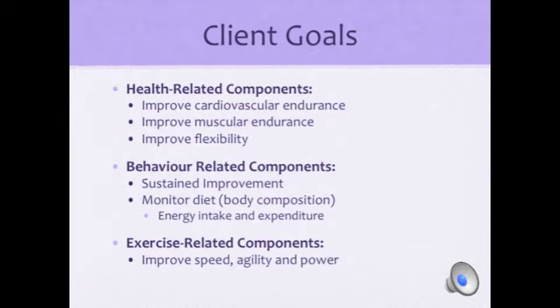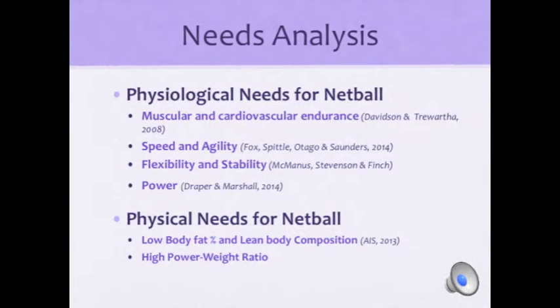Following interpretation of the client's goals, a needs analysis is required for the specific sport, netball, which the client is partaking in. To succeed in netball, a player must exhibit numerous physiological and physical characteristics. Muscular and cardiovascular endurance are important for ensuring a player can recover quickly between plays and limits fatigue throughout the game. High levels of speed and agility are important for moving around the court in short bursts and in all directions. Flexibility and stability play a role in injury prevention due to the high impact nature of the sport. Upper body power is also required for passing the ball and lower body power for jumping.